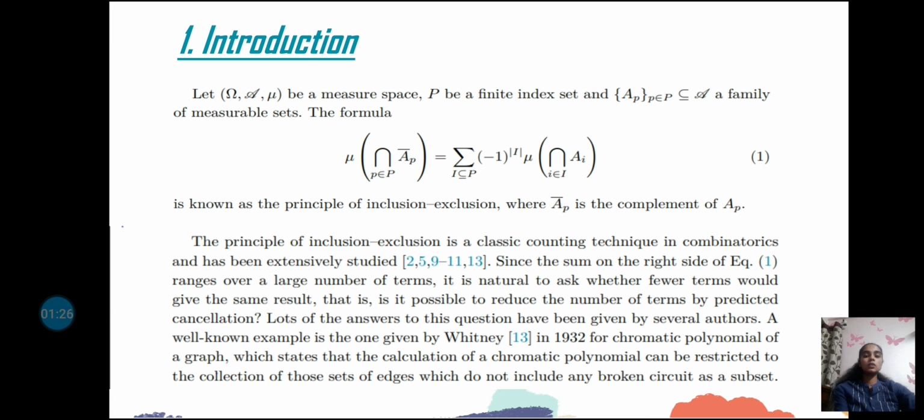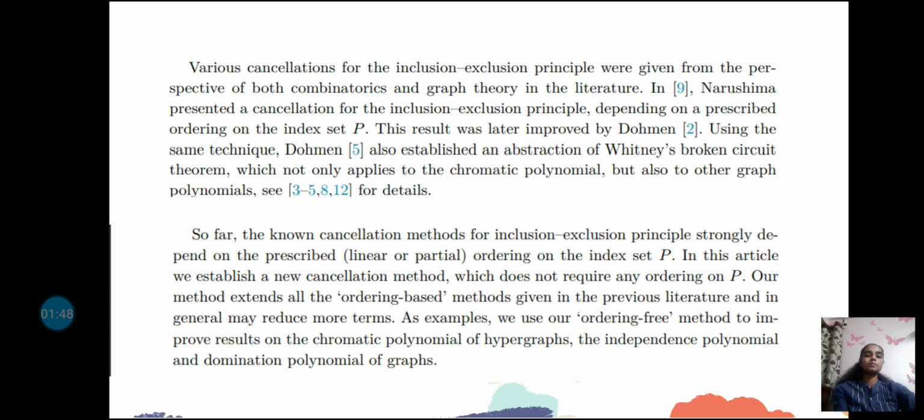A well-known example is the one given by Whitney in 1932 for the chromatic polynomial of a graph, which states that the calculation of the chromatic polynomial can be restricted to the collection of those sets of edges which do not include any broken circuit as a subset. Various cancellations from the inclusion-exclusion principle were given from the perspective of both combinatorics and graph theory in the literature.